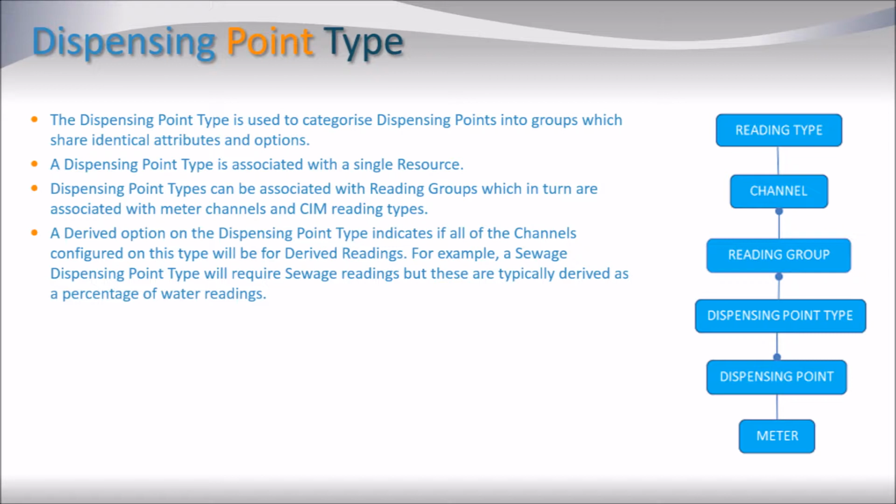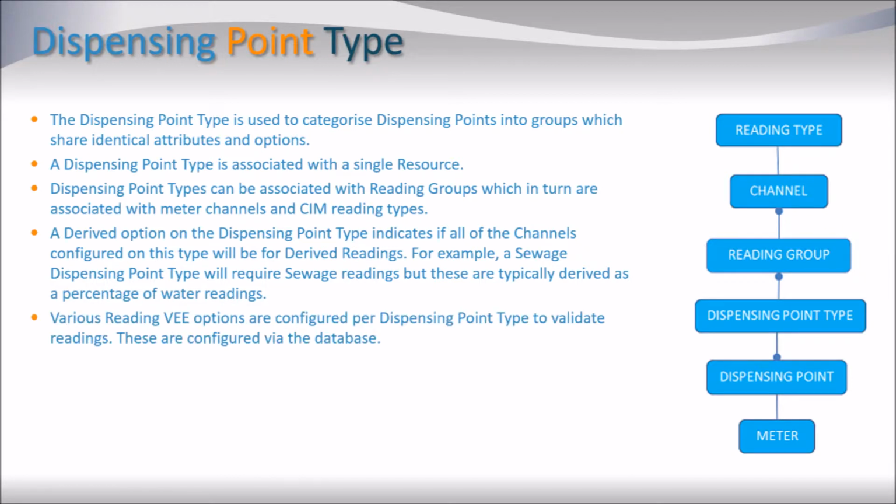For example, a sewage dispensing point type will require sewage readings, but these are typically derived as a percentage of water readings. Various reading VEE options are configured per dispensing point type to validate readings. These are configured via the database.